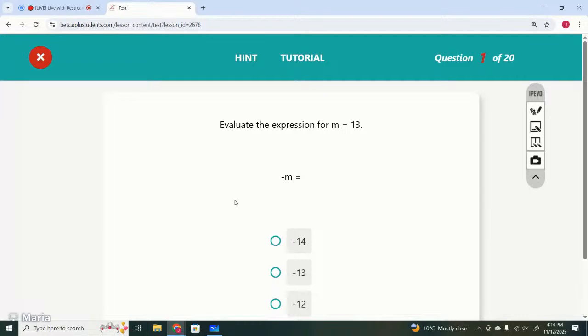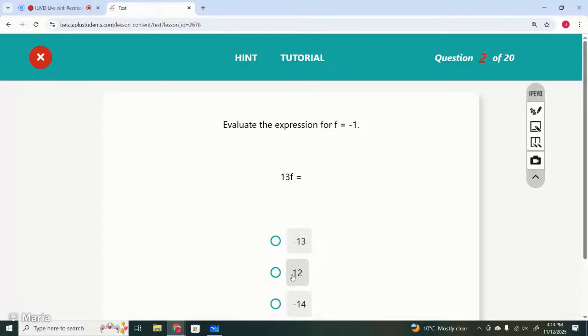Evaluate the expression for m equals 13. Replace the variable m with 13. Sorry, m has a negative sign, so it would be negative 13. The correct option is negative 13.